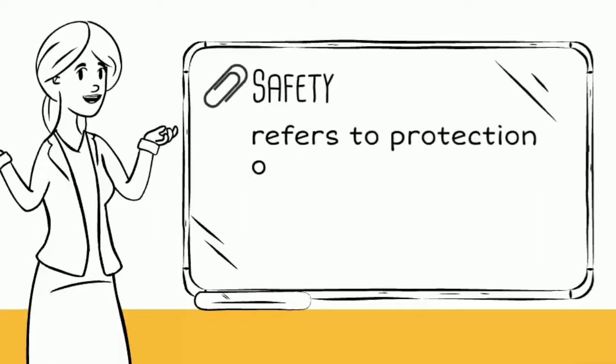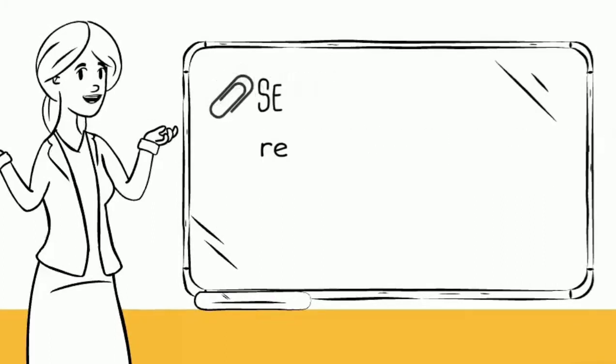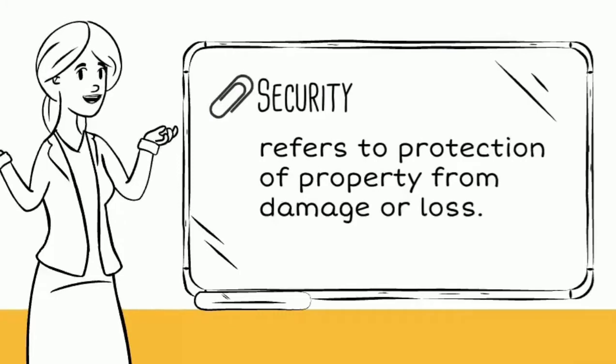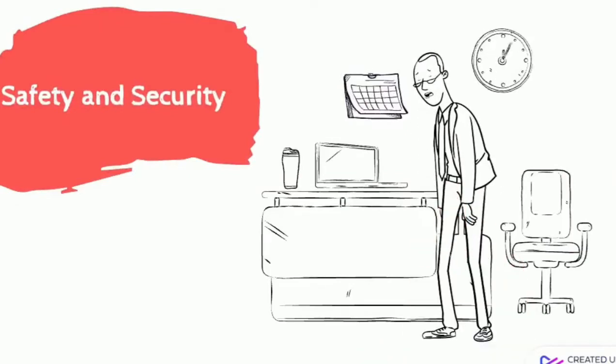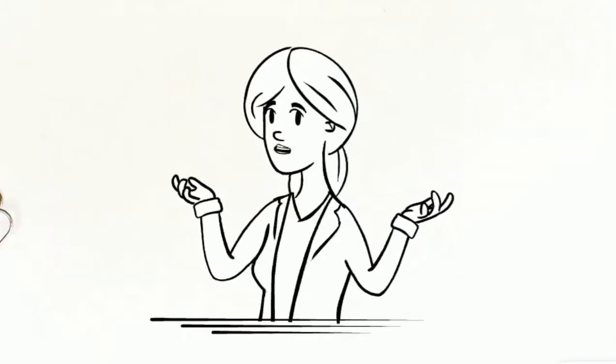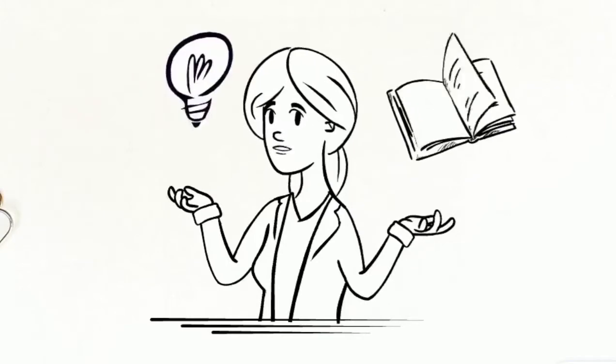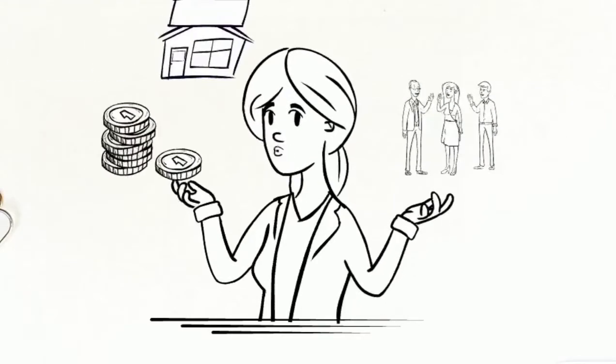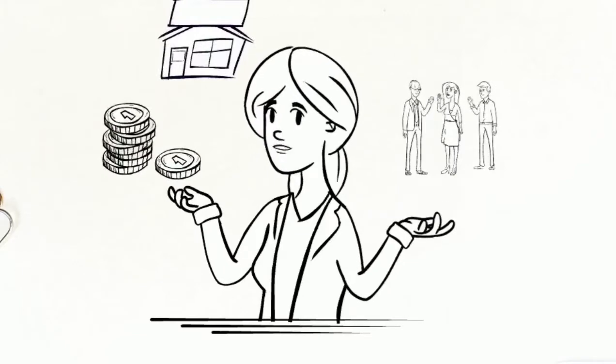Safety refers to protection of people from harm. Security refers to protection of property from damage or loss. Both are genuine problems that an event planner should take into account when planning, funding, and addressing the situation. The organizer must always learn, prepare, and take to heart the responsibility to protect people, property, reputation, and revenues.